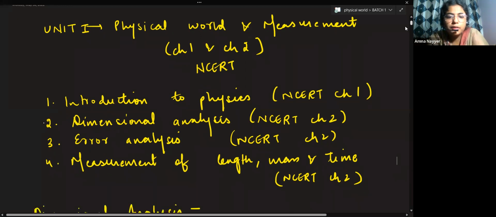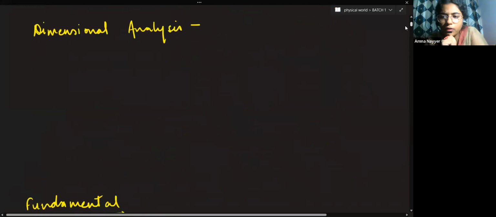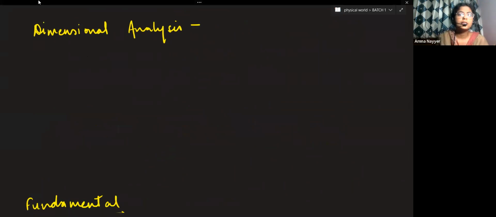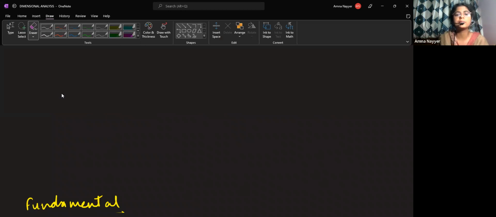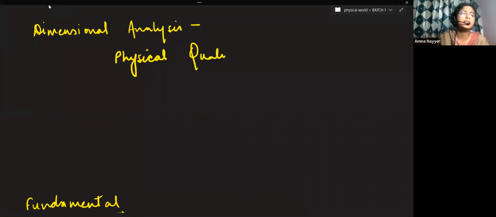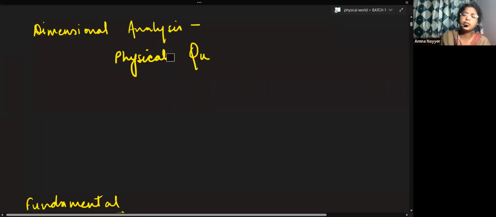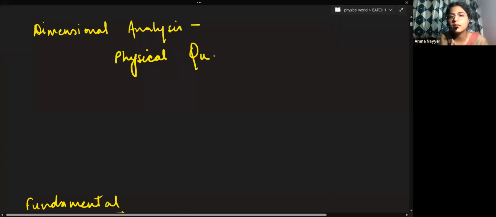So if we start with the first one, dimensional analysis, the basic thing that you should be aware of is the term physical quantity. This is a very basic quantity. And also, I'll suggest you not to write down anything right now. I'll give you sufficient time, so you can easily copy down all the points. So right now, just listen. Physical quantities.